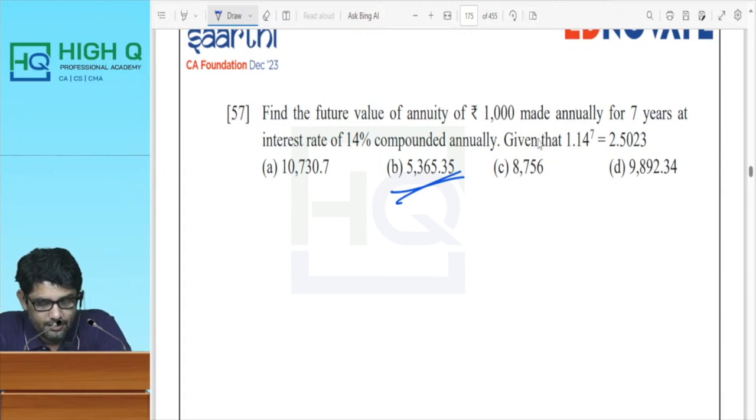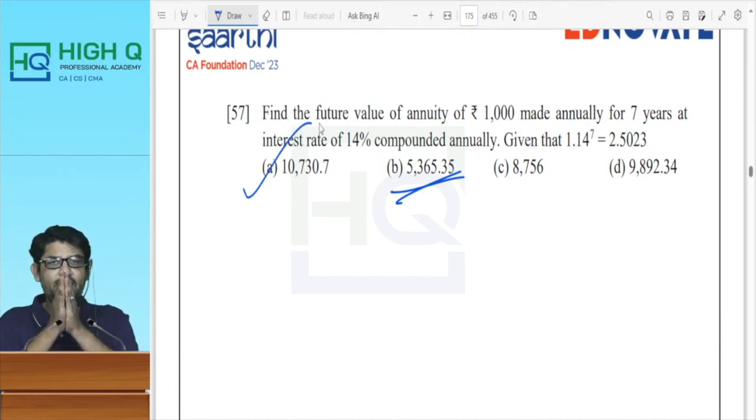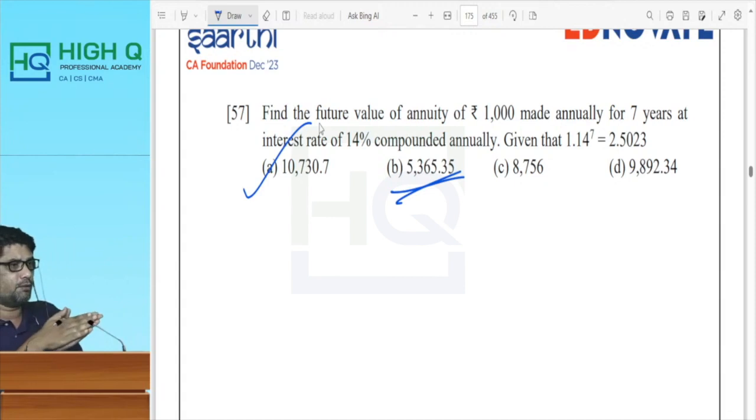Find the future value of an annuity of 1,000 rupees. Yesterday I told you once. Yeah, 10,730. Okay. My dear, yesterday I told you one thing about past year questions, PYQs. Many people ask, why solve these PYQs? Please look at this. We are solving PYQs, but similar types of questions keep getting repeated. Only numbers are changed. It's not only in mathematics, my dear, in statistics also it's the same.